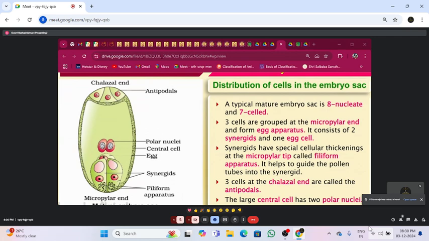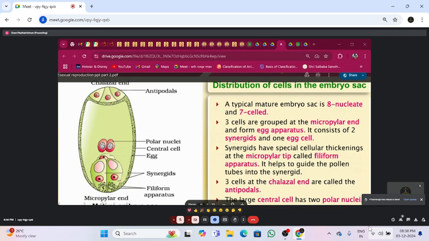Now, a typical mature embryo sac is 8 nucleate and 7 celled. So how many cells are there? 3 here, 2 here, and then 1 egg, that makes 6, and then the central cell makes 7. But in total how many nuclei are there? 8, because there are 2 polar nuclei in the central cell.